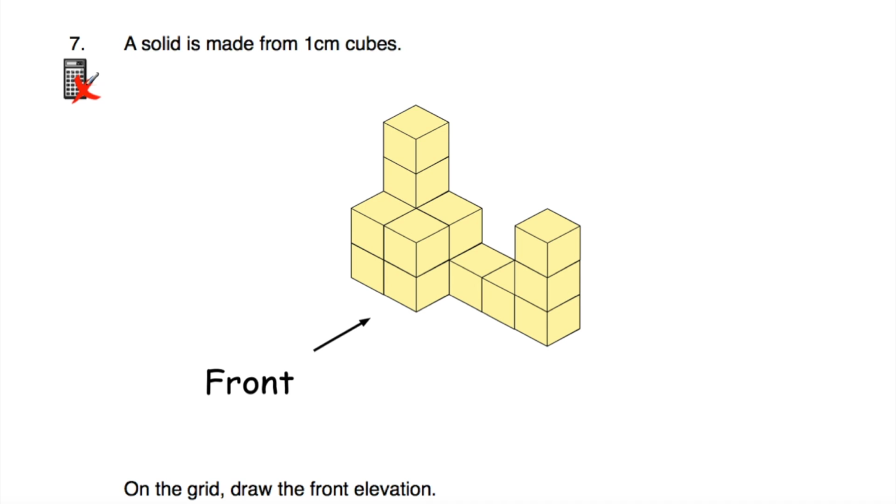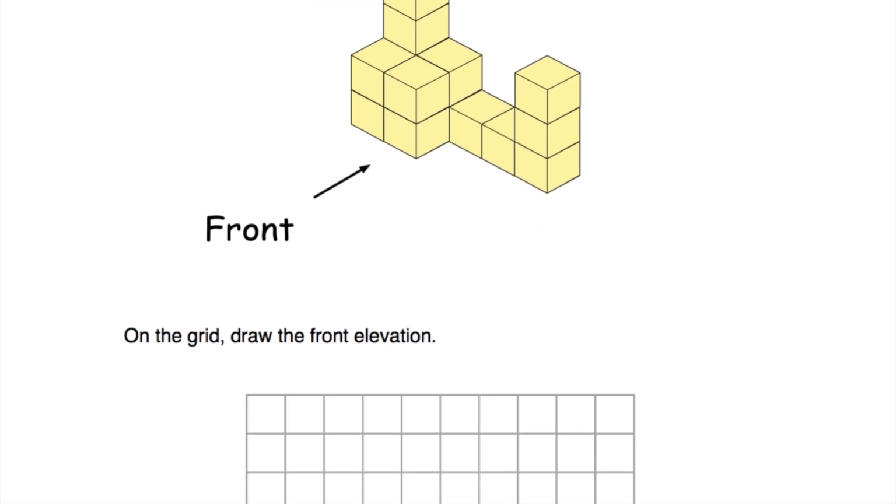Okay, let's look at our next question, question number 7. So question number 7 says a solid is made from 1 centimeter cubes. So we've got these 1 centimeter cubes, and we've got the front view here. So this would be the front elevation, and we've been asked to draw the front elevation.